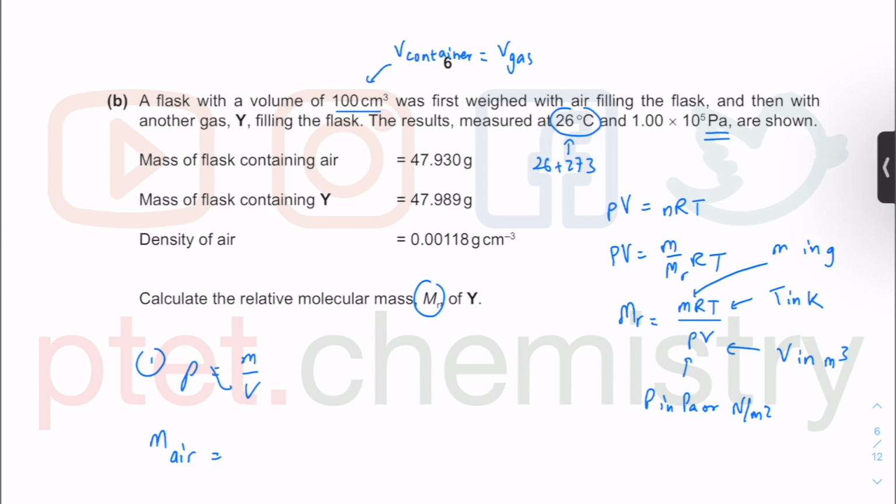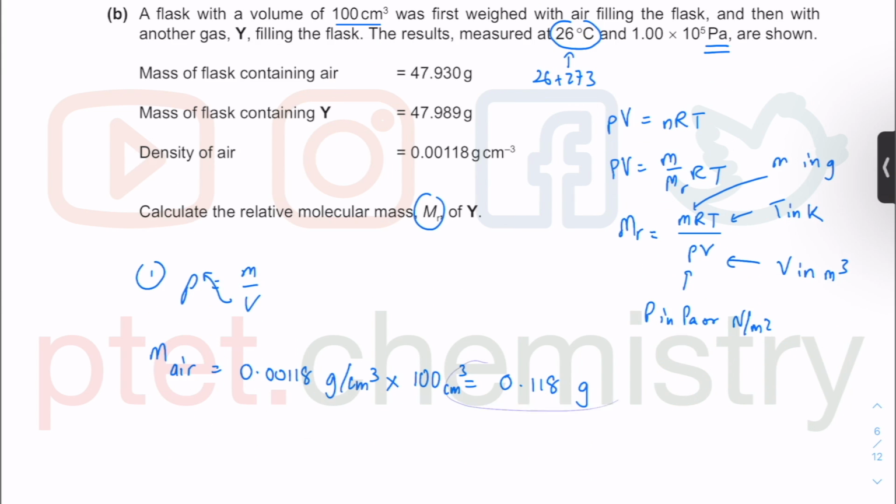So mass of air is going to be density times volume. So 0.00118, that is gram per cm cube for the air, multiplied by the volume of the container, and you're going to get 0.118 gram. Okay, so that is the mass of the air. In terms of what happened next, you need to take away the mass of air from the mass of the flask, because this thing here, the mass of the flask containing Y, is going to contain the air as well.